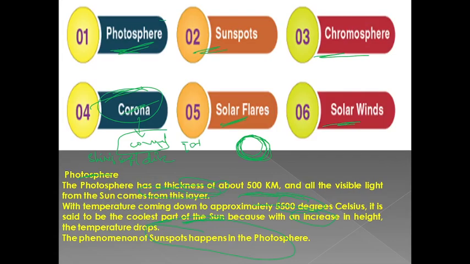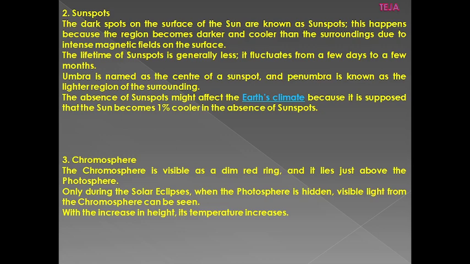I have told you that sunspots are the dark spots on the surface of the sun. This happens because this region becomes darker and cooler than the surrounding areas due to intense magnetic field. Generally the lifetimes of sunspots are very short, sometimes only a few days. In a sunspot you have the umbra, which is the center of the sunspot, and the penumbra, the lighter region of the surrounding.